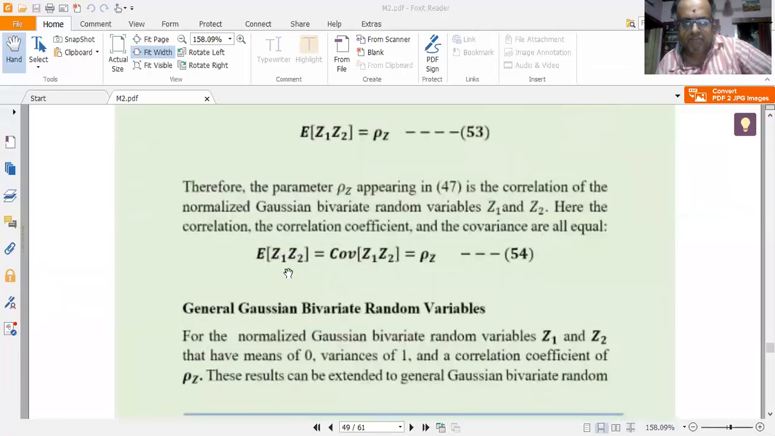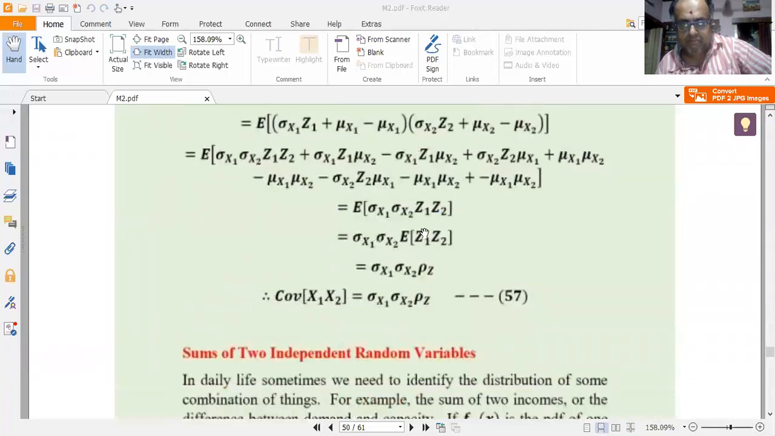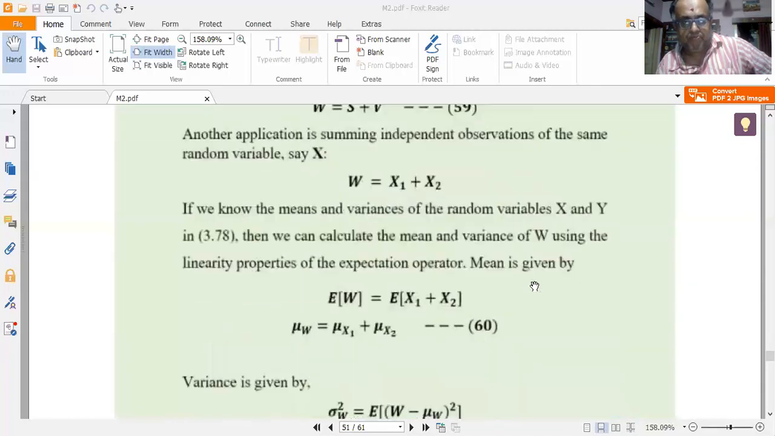But E of Z1 Z2 is equal to rho z, which is nothing but the covariance of Z1 Z2, which is followed by equation 54. So from equation 54, I can replace E of Z1 Z2 by rho z. So that's why the covariance of X1 X2 is equal to sigma x1 sigma x2 into rho z. Call it equation 57, which is one of the most important results among all the things that we have discussed now.